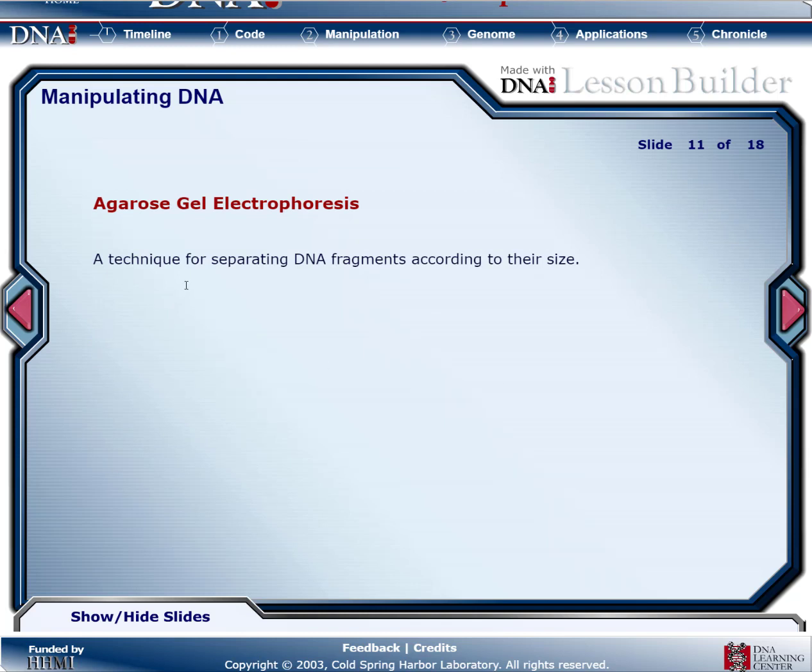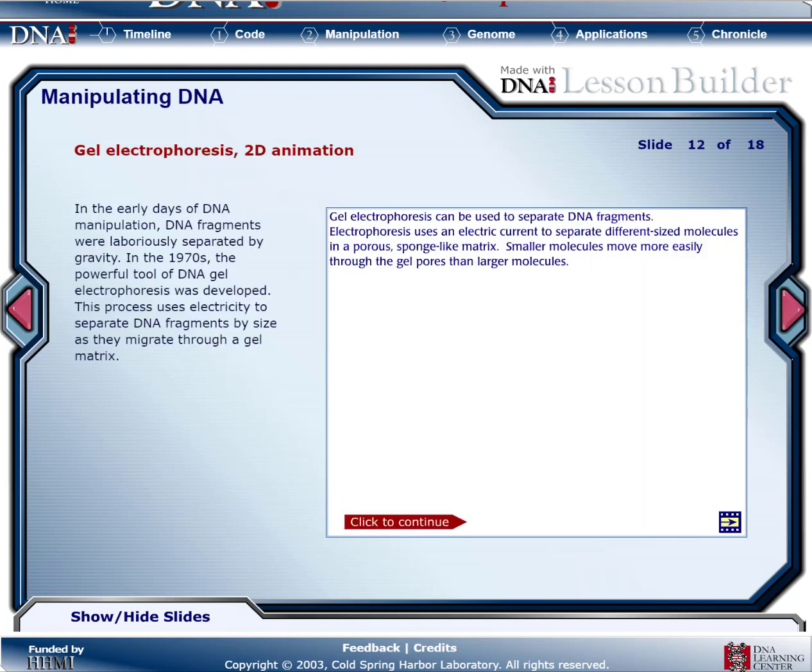Agarose gel electrophoresis, a technique for separating DNA fragments according to their size. Okay, we're going to look at agarose gel electrophoresis.